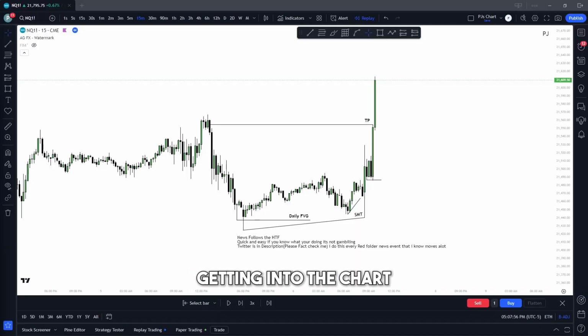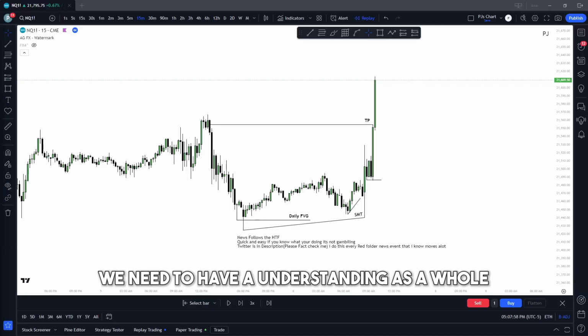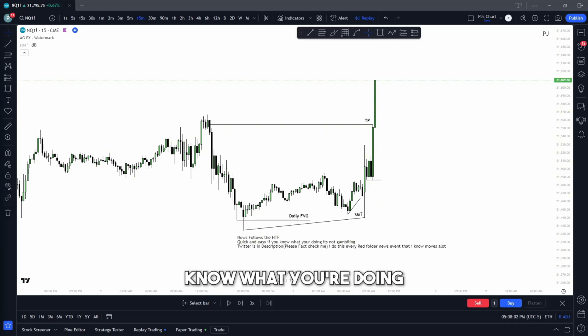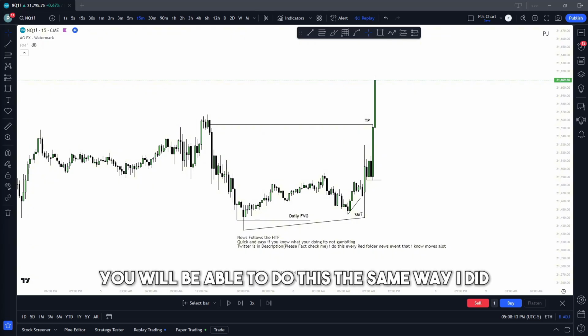Getting into the chart, we need to have an understanding as a whole that news follows the high time frame. It's quick and easy if you know what you're doing, and it's simply not gambling. If we understand our higher time frame structure, our higher time frame draw and liquidity, and understand time-based manipulation, you will be able to do this the same way I did.